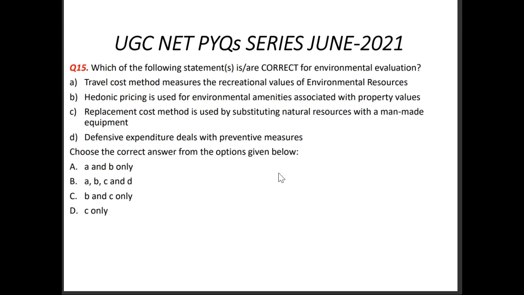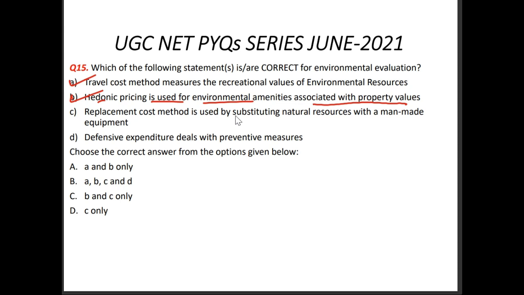Next question, which of the following is correct for environmental evaluation? Travel cost method measures the recreational values of the environmental resources. Yes, this is the definition of travel cost. Hedonic pricing is used for environmental amenities associated with the property value. Yes, this is also the definition of hedonic pricing.